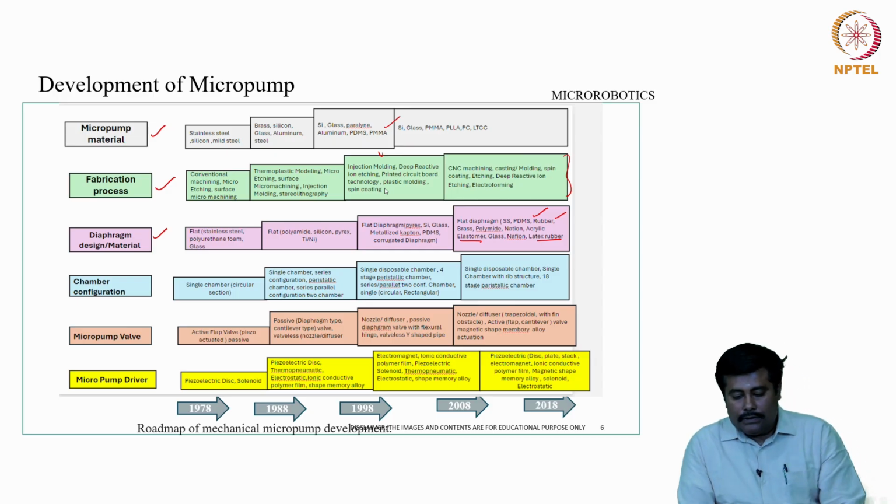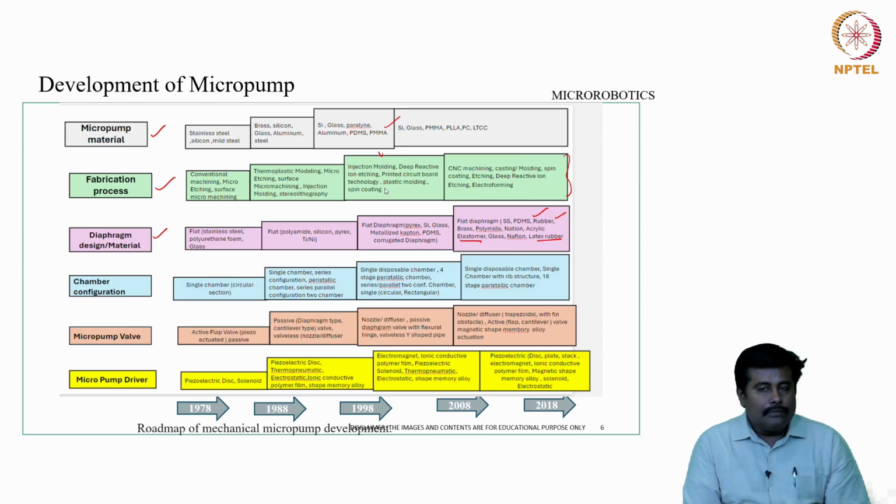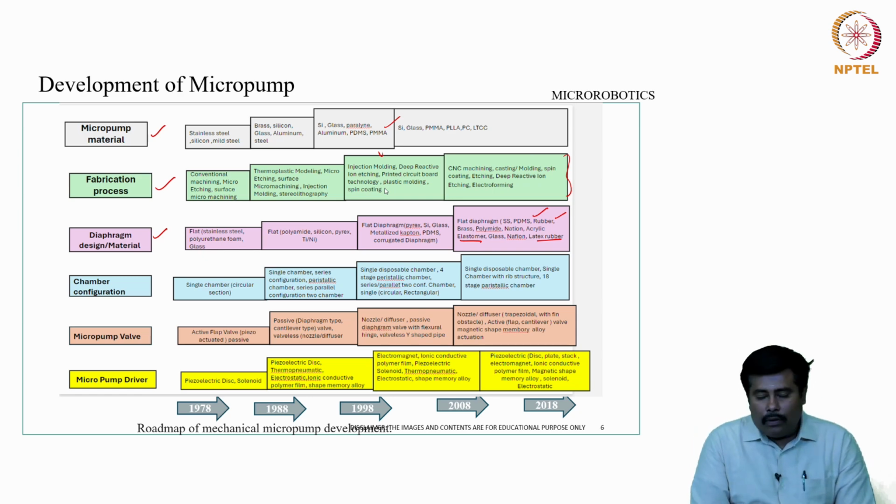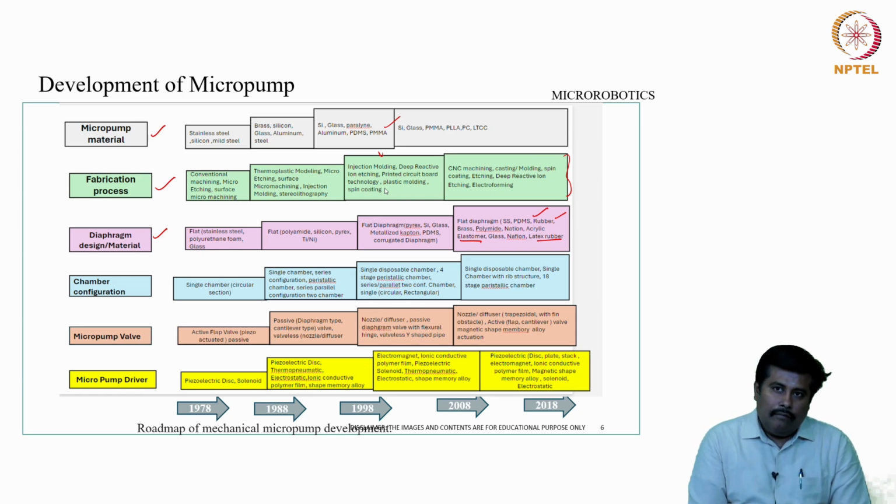Next, in addition to this, there are some nozzle diffusers, active flap cantilevers, a magnetic valve, and shape memory alloy valve-based actuation systems, which are being efficiently used for such valve or valveless micropumps. Then we can also discuss the micropump drivers.